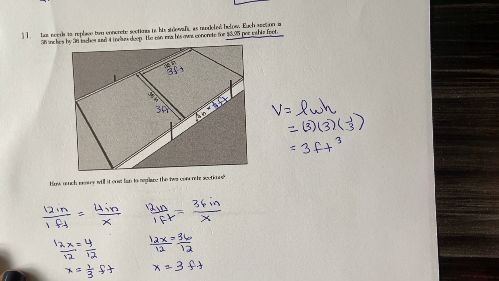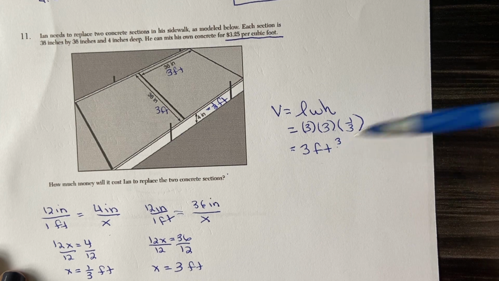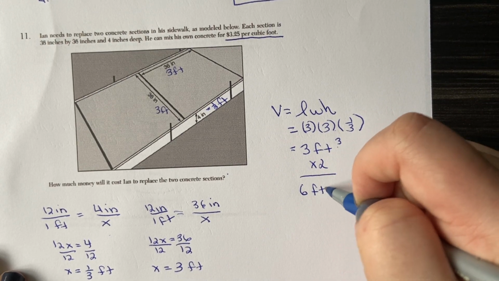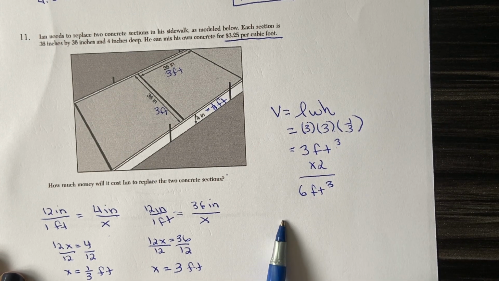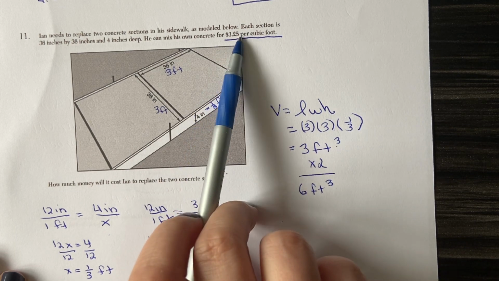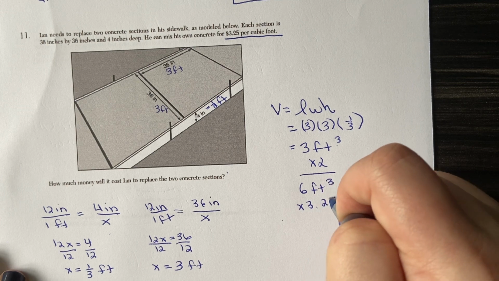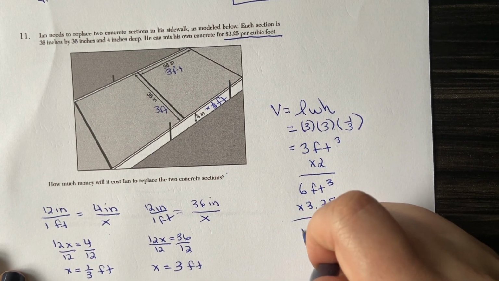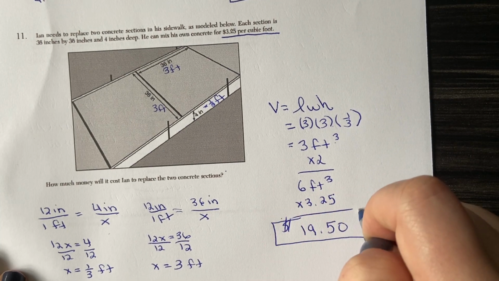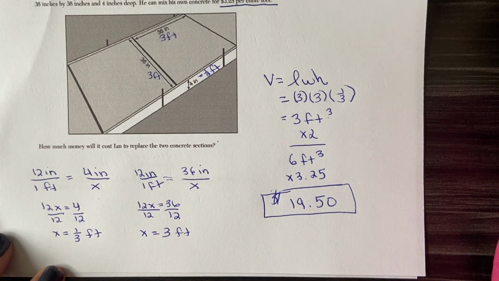Now, they asked how much it will cost to replace 2 concrete sections. If this is one of them, I have to multiply it by 2 to get the volume for both of them. So this is how many cubic feet he has to replace with concrete. And if it's $3.25 per cubic foot, you multiply $3.25 by those 6 cubic feet, and that's your cost. So you get $19.50 as the cost to replace both of the concrete sections. Okay, then turn the page.